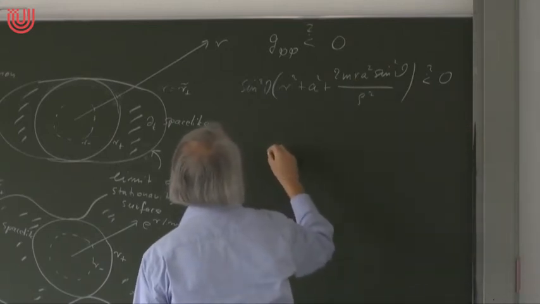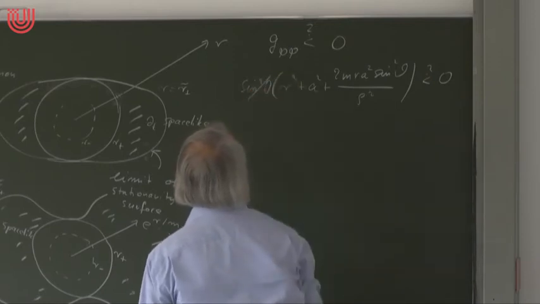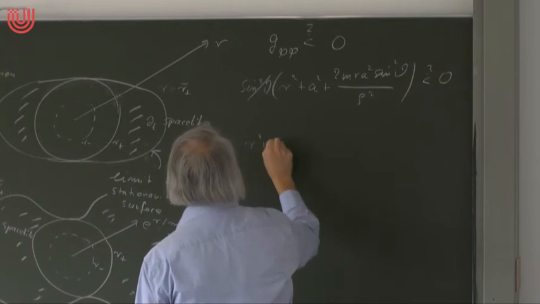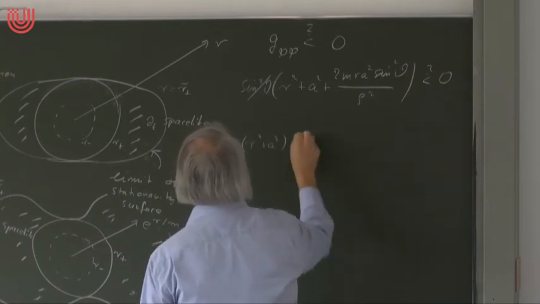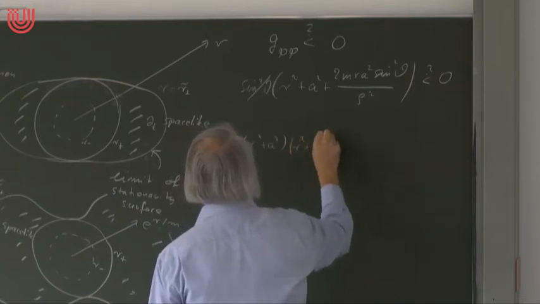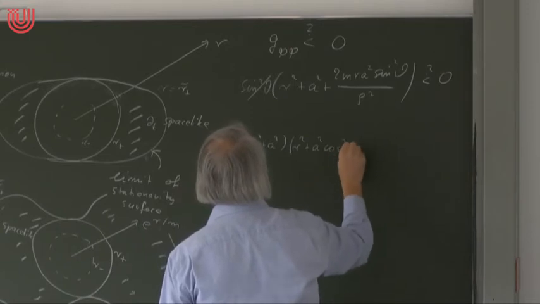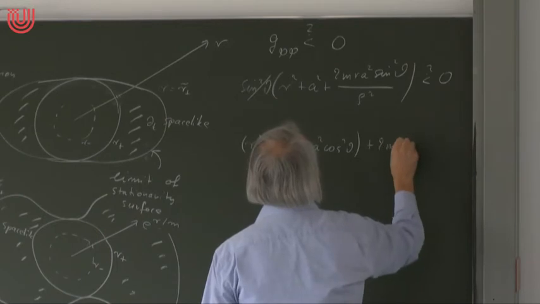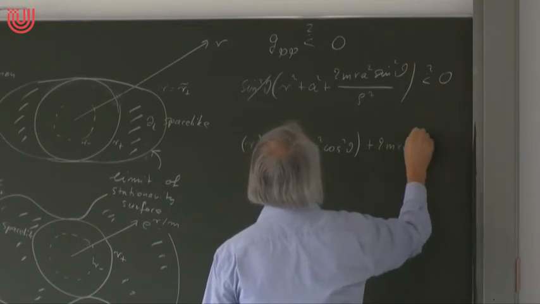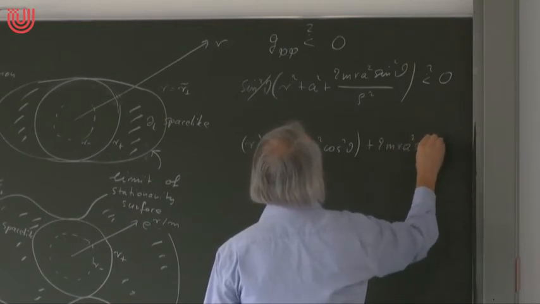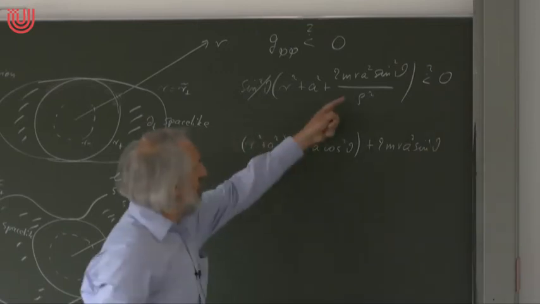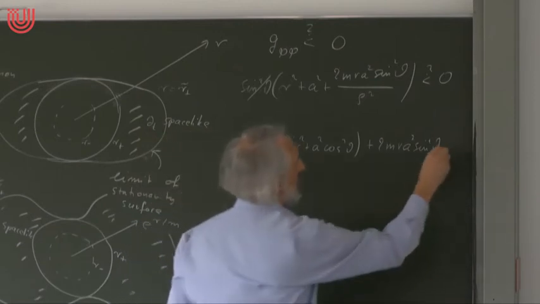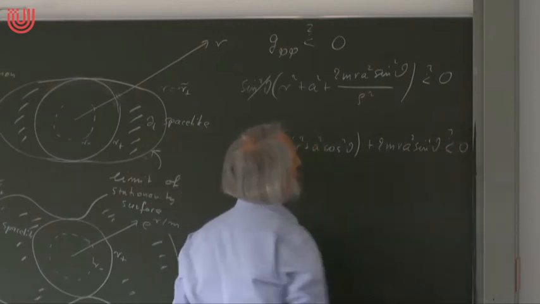I have to write it out. So this is irrelevant. This will certainly not change the sign. So I have r squared plus a squared. What was rho squared? Rho squared was r squared plus a squared cosine squared of theta plus 2mra squared sine squared of theta. I've multiplied with rho squared. Rho squared is certainly not negative, so the sign is still in the same direction, okay?